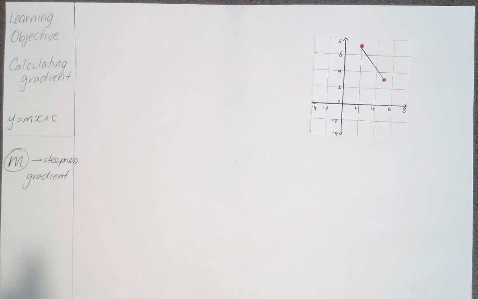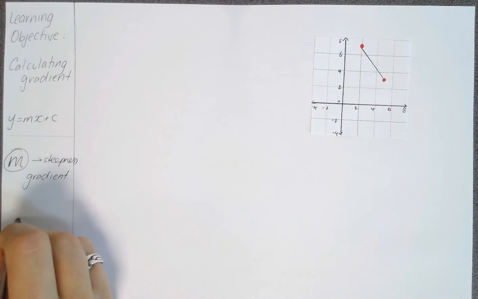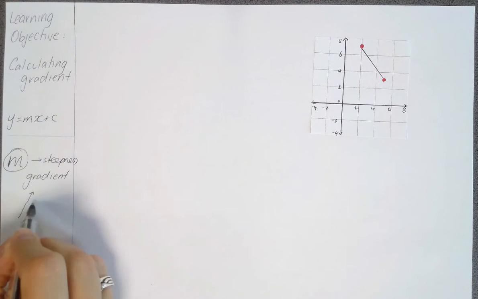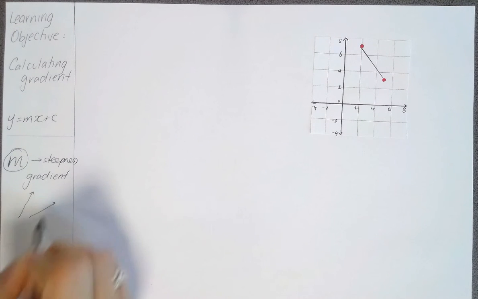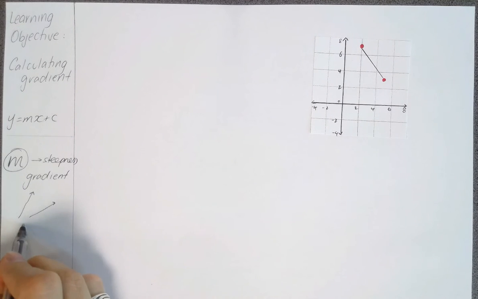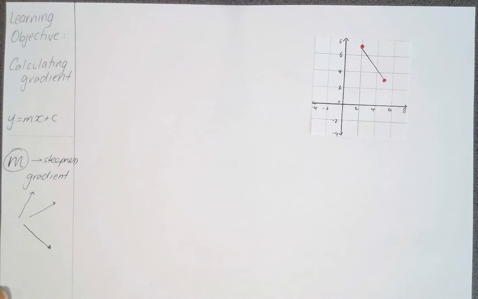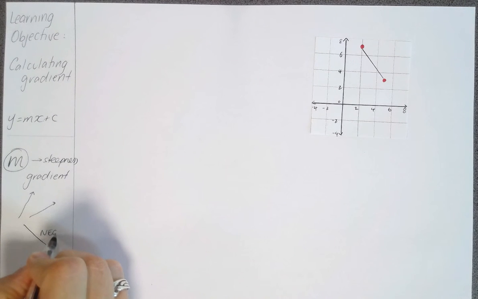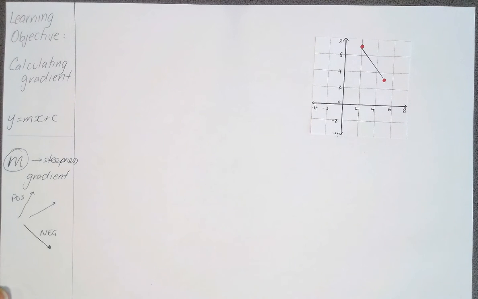So our steepness is really important. If it's a very steep line, it's going to have a high number. If it's not so steep a line, it's going to have a slightly lower number. Now if it starts to go down from left to right, it's going to be a negative gradient as opposed to a positive gradient. And there's a rule for determining it, and we're used to seeing gradient equals rise over run. Well, we're going to be a bit more specific in this video.